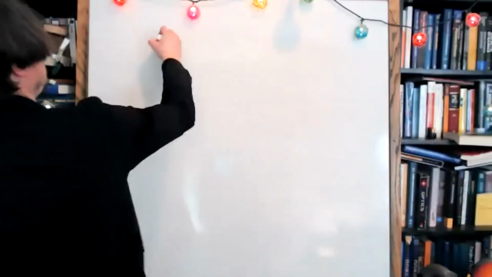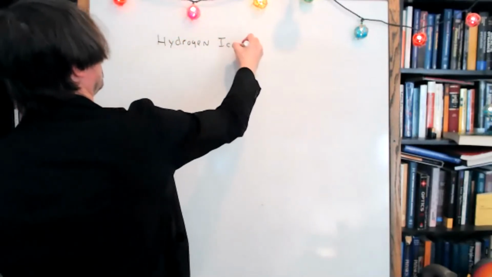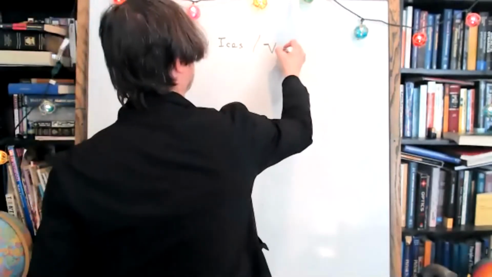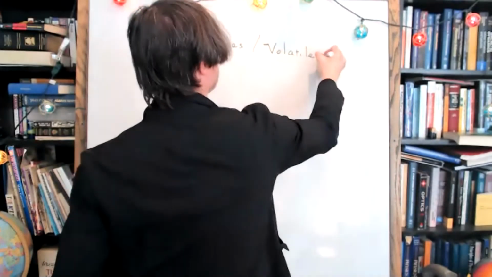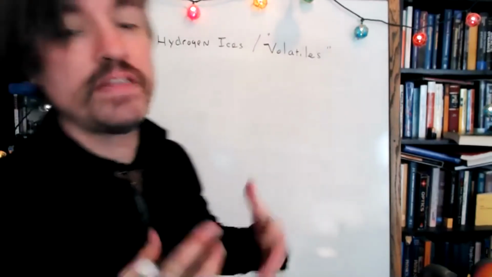Let's talk about hydrogen ices. They're important because they determine the colors of the planets. Sometimes planetary scientists call them hydrogen ices. Another name for these things is volatiles. Do you guys know what that word means? Unstable. Unstable is one way to look at it, but in a chemistry sense, it means that it easily wants to liberate itself from a solid into a gas, or it wants to evaporate easily, right?